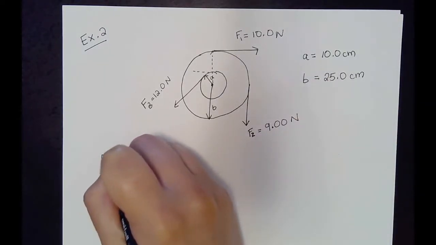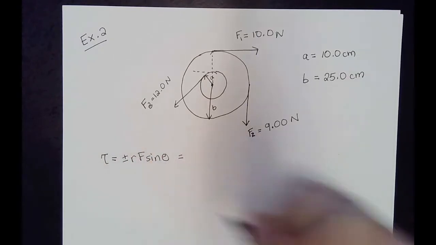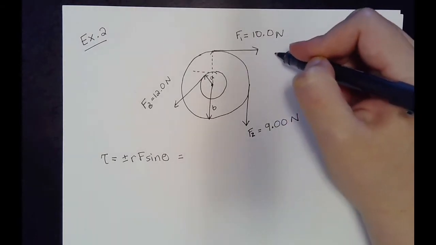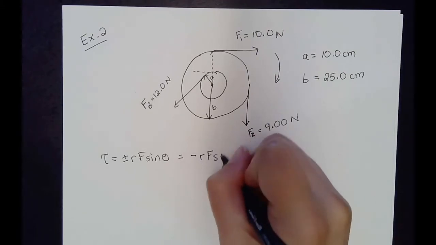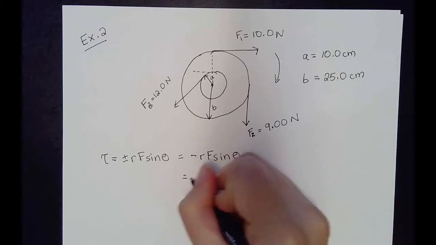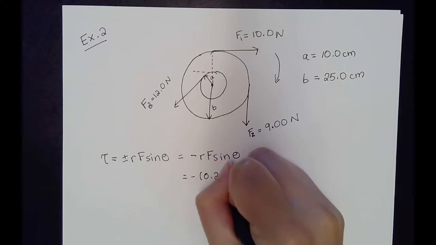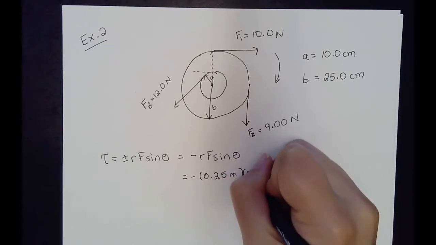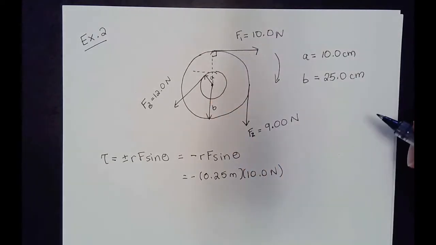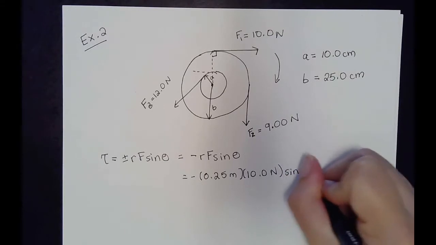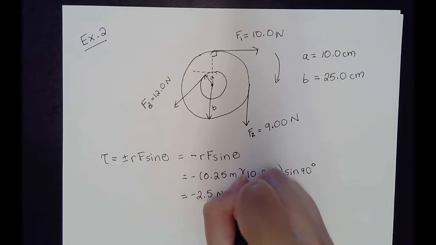So we have torque equals plus or minus RF sine theta. Let's assign the sign right away here. This force would pull this object clockwise, so that's going to be a negative torque, negative RF sine theta. So this is negative B, which is 25 centimeters, so 0.25 meters, times 10 newtons, and then notice that the angle between R and F is 90 degrees, so sine 90, which is equal to 1. And this gives negative 2.5 Newton meters.